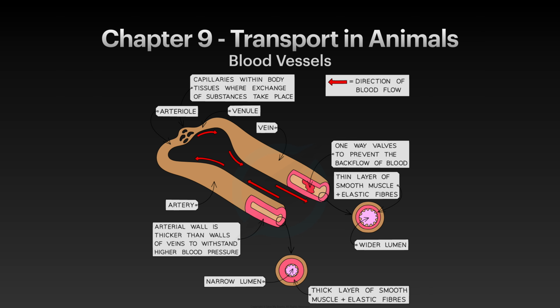Thin walls are sufficient, and valves are essential because low pressure means blood can flow backwards, especially in legs where it's moving against gravity. Movement is assisted by surrounding skeletal muscles, squeezing the veins and pushing blood along. One-way valves ensure it flows towards the heart.